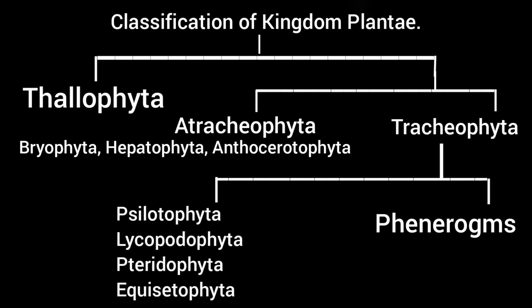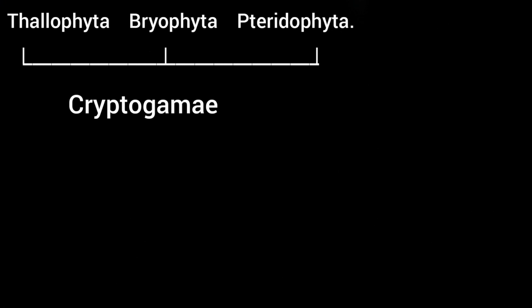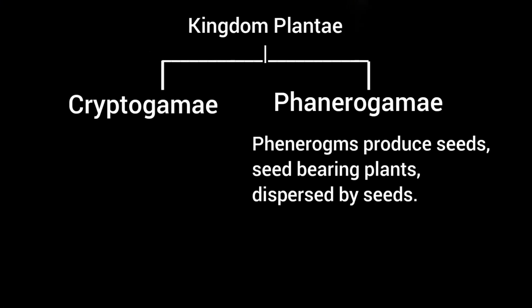Thallophyta, Bryophyta and Pteridophyta have inconspicuous reproductive organs, hence they are called cryptogams. Thus, Kingdom Plantae has two sub-kingdoms, Cryptogamia and Phanerogamia.